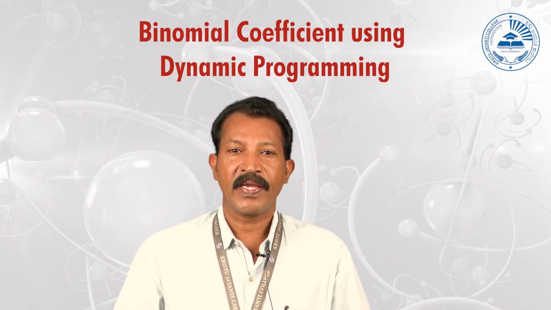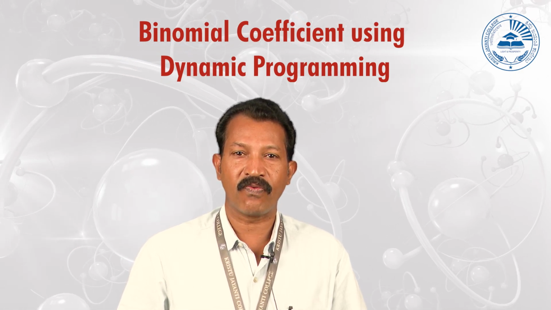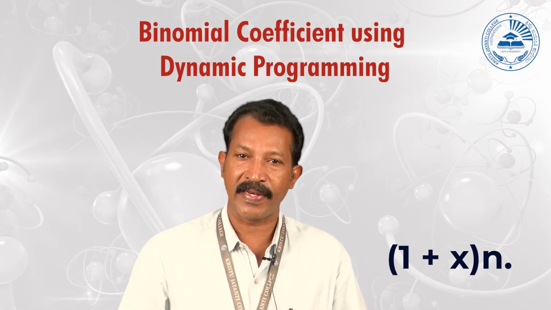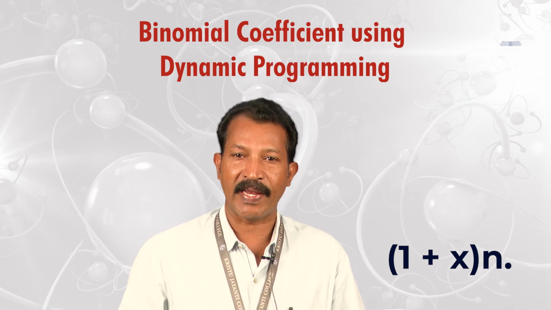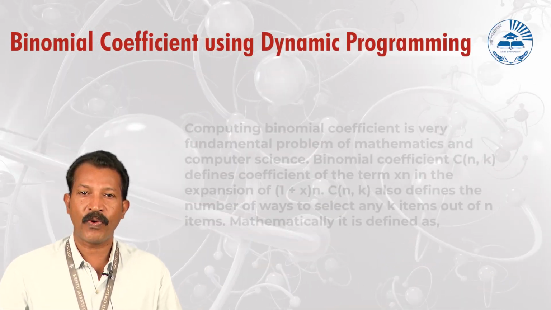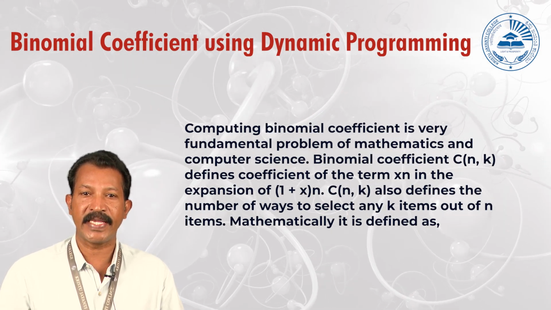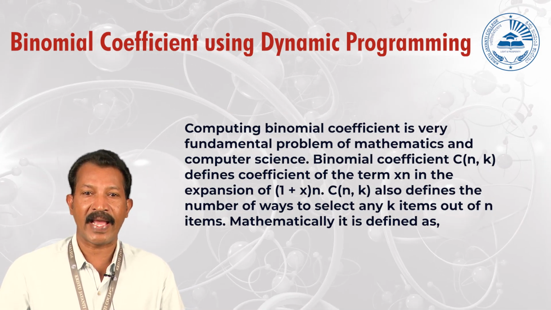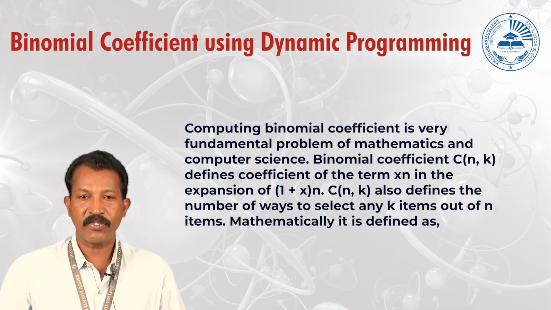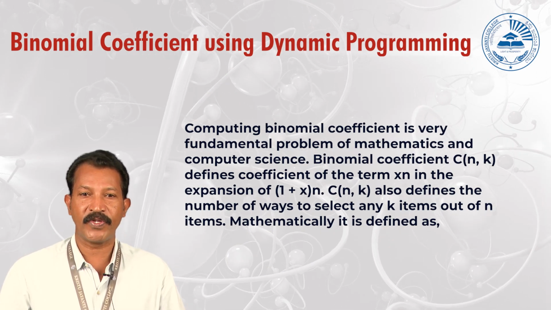Say, for example, if you look at the expansion of (1 + x)^n, that series will have n plus 1 different terms, and the coefficient of x^r, that is nCr, the binomial coefficient of n and r. That is one way of interpreting the binomial coefficient.